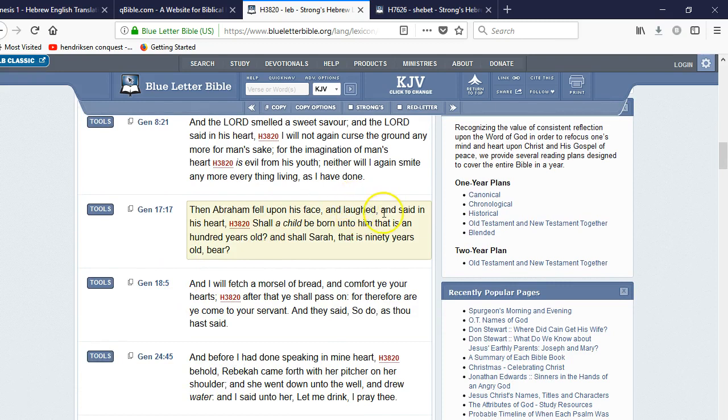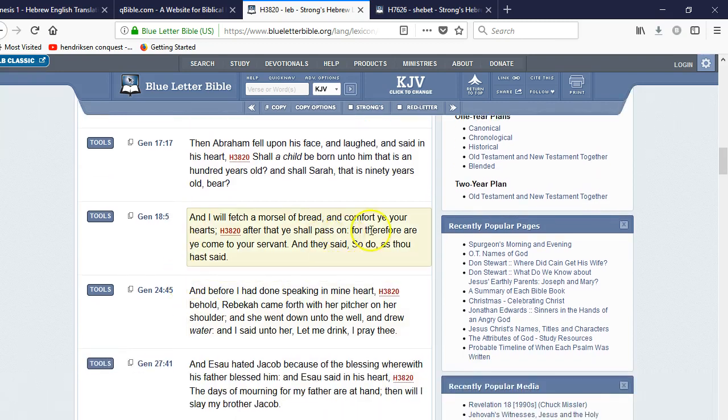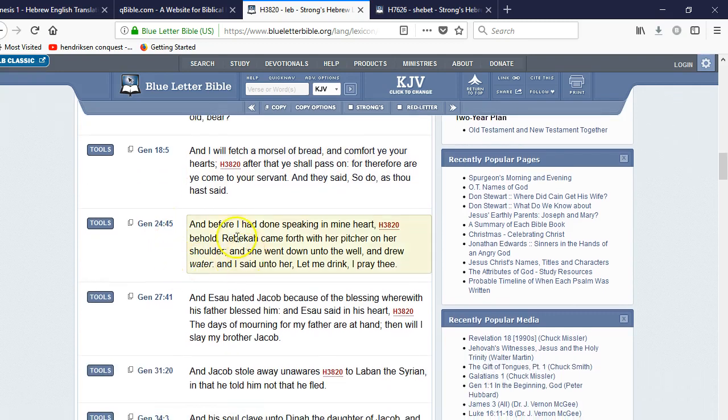And Abraham fell upon his face and laughed and said in his heart, and comfort ye your hearts, after that ye shall pass on. And before I had done speaking in my heart, behold, Rebekah came forth with her pitcher on her shoulder. This man telling this story was thinking inside himself. We've all done that. We know what that is. Now look, in Genesis 27:41, it says, and Esau hated Jacob because of the blessing wherewith his father blessed him. And Esau said in his heart, the days of mourning for my father are at hand.